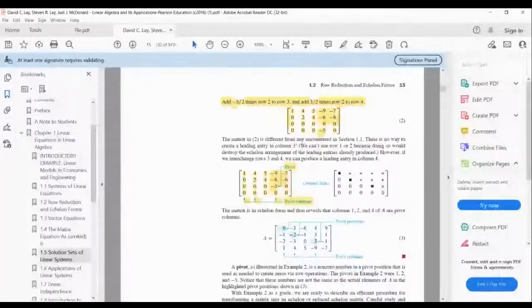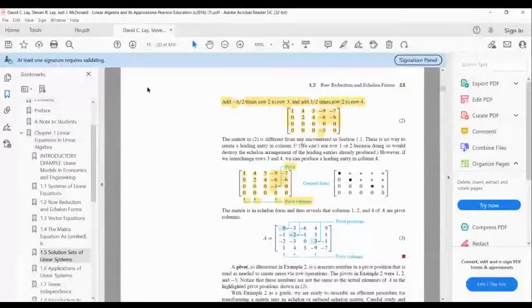Whoops, hold on. Did I lose the book here? One moment. This happens occasionally. Let me get it back here. One moment.